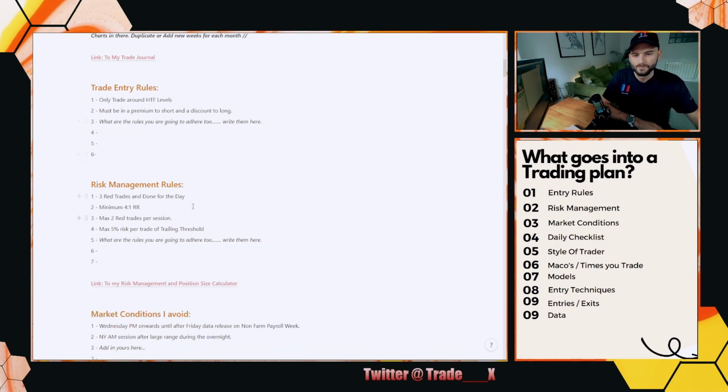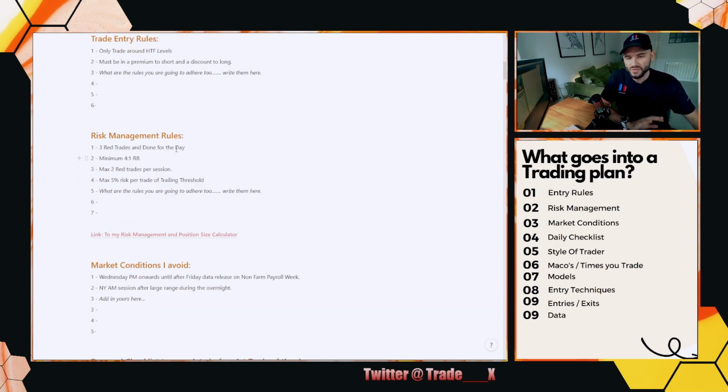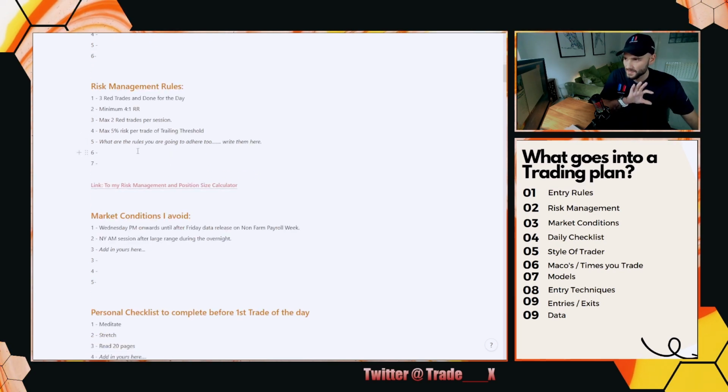Okay. Below that, we have risk management. And as we know, as traders, our fundamental job is to manage risk versus trading. We need to understand that risk management is paramount. So for me, here's a couple of mine which you can utilize, but ultimately you want to put in your own. 3 red trades and I'm done for the day. Minimum 4-to-1 RR per trade. Max 2 red trades per session. And what I mean by session is per kill zone. And then max 5 risk per trade of a trading threshold. That's my risk per trade. But you want to put in your own in here, right? Be as specific as possible.